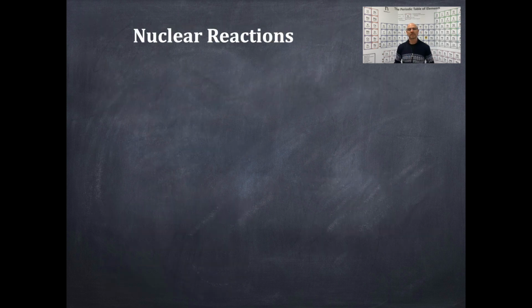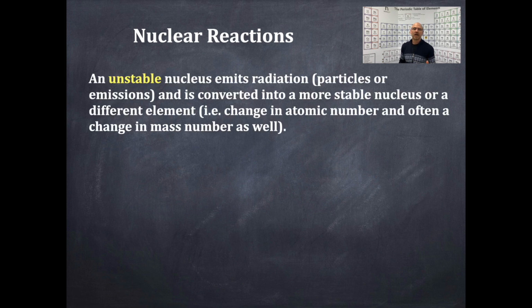So nuclear reactions. What is a nuclear reaction and a little bit about it? Number one, nuclear reactions have an unstable nucleus, and that way it emits radiation or particles, those are emissions, and it is converted into a more stable nucleus or a different element, i.e. the atomic number and potentially the atomic mass is changed consequently.